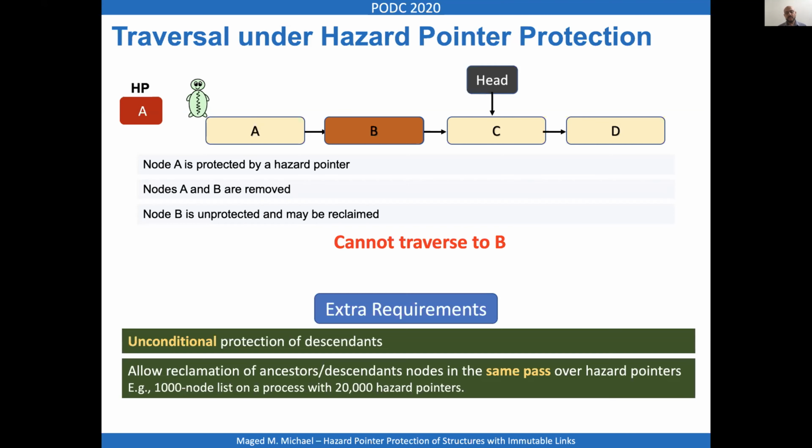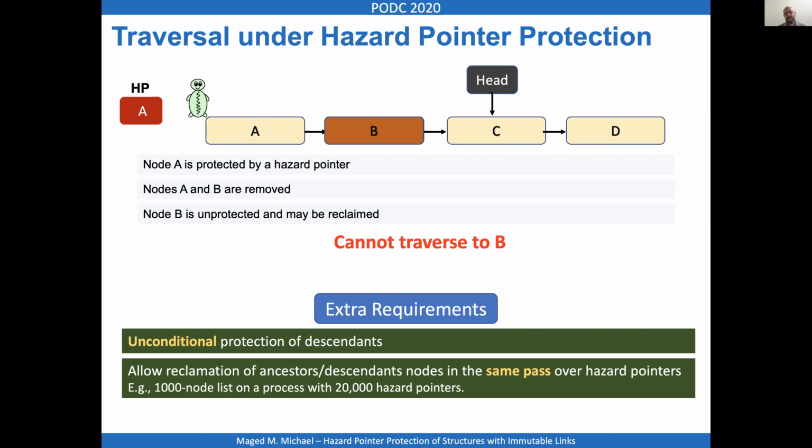So we want to add extra requirements, and that's the algorithm I'm going to talk about briefly. Basically, I want to be able to unconditionally protect the descendants. So in our example, I want to just unconditionally traverse to B, whereas right now we have hand over hand using two hazard pointers, which wouldn't give us that.